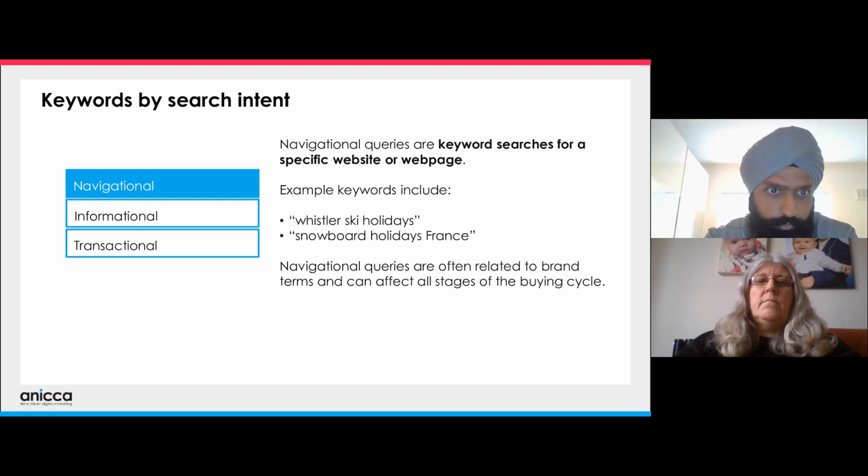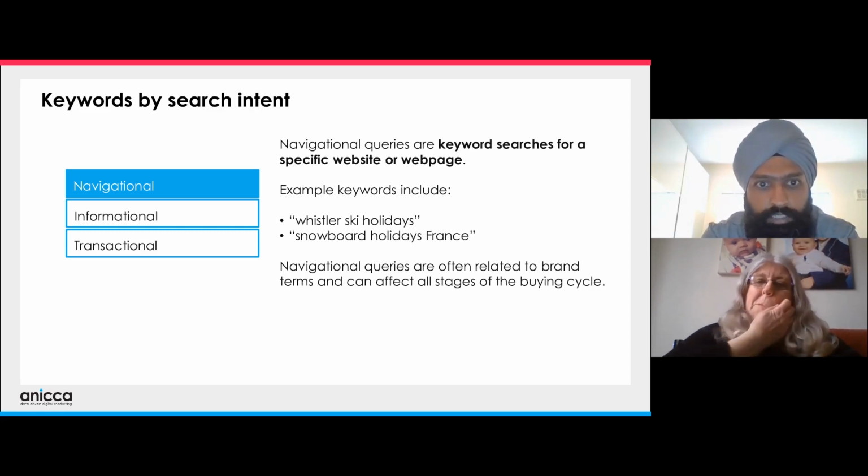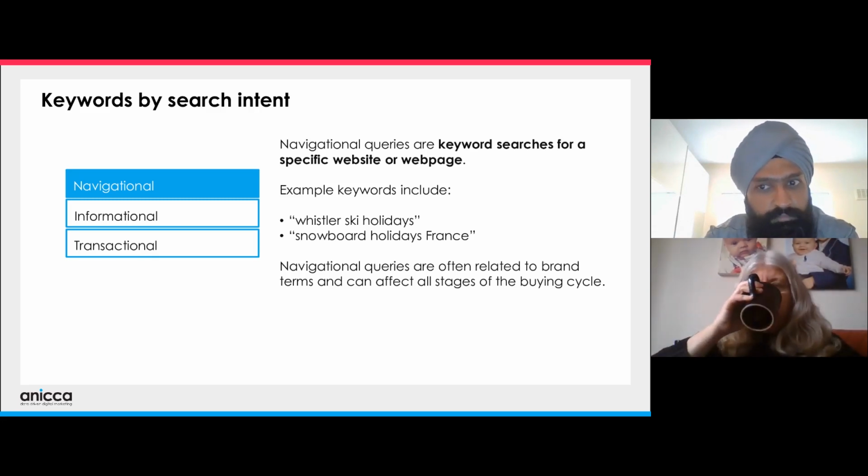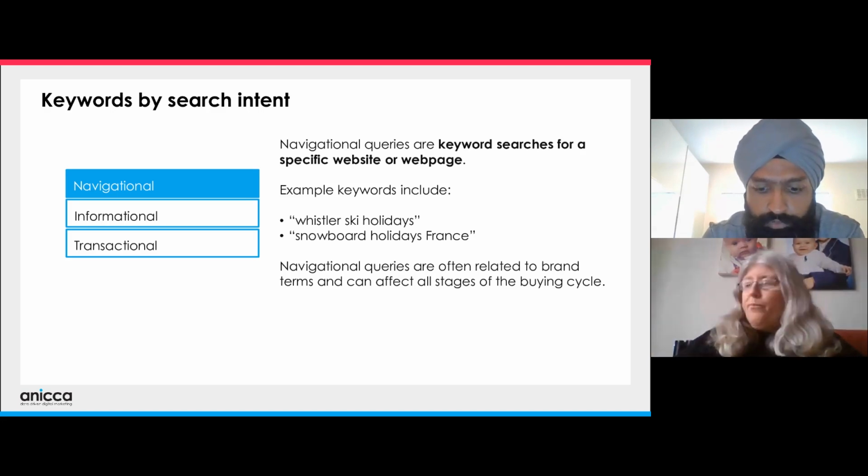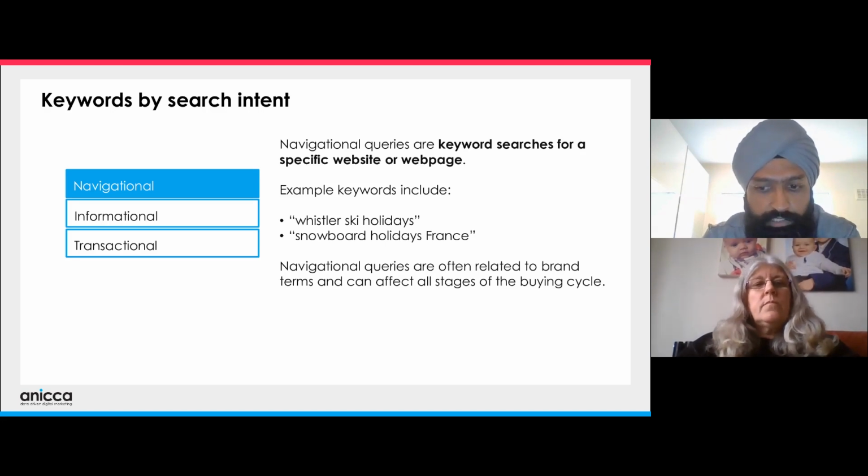So we start off with navigational keywords, which are basically keywords where people are just looking to go to a specific web page or a website, even if they combine that with a brand term. So, for example, Whistler ski holidays, snowboard holidays, France. It's pretty straightforward. So the intent is, I know I want to go to a specific place for this. So with those kind of keywords, you need to make sure those landing pages are properly optimized for these so that you can basically match that intent to what they land on. Otherwise, you'll see high bounce rates and low engagement.